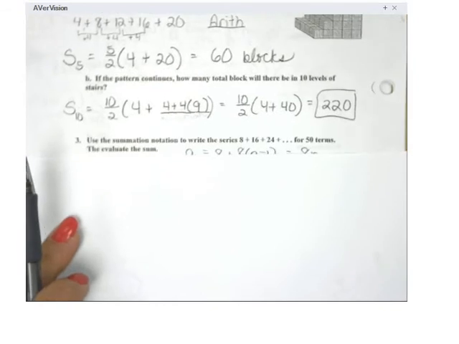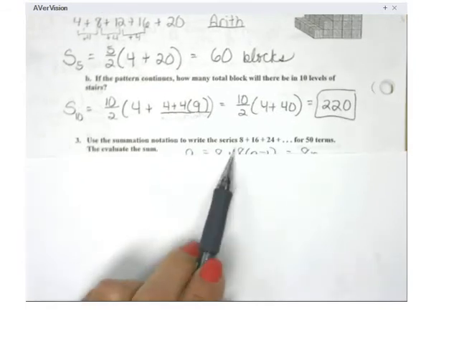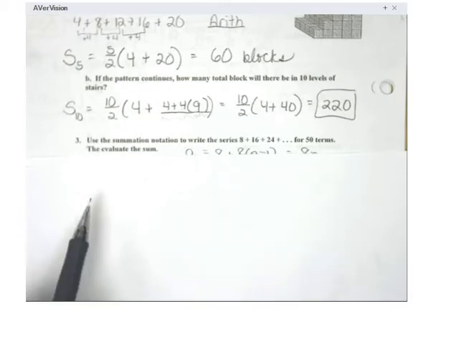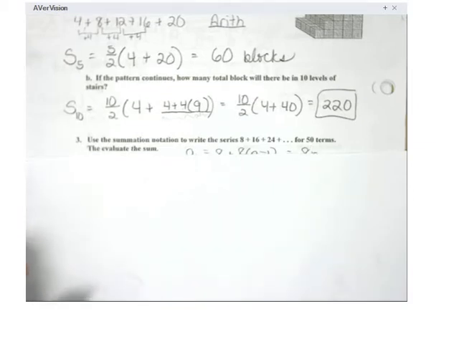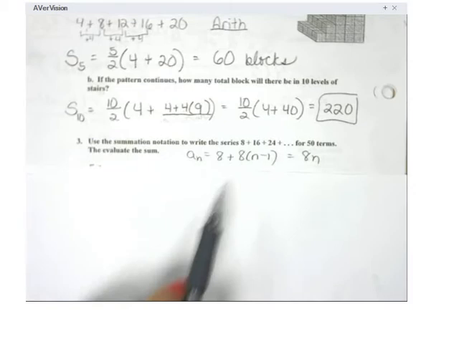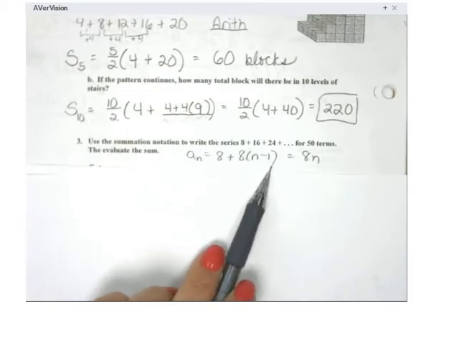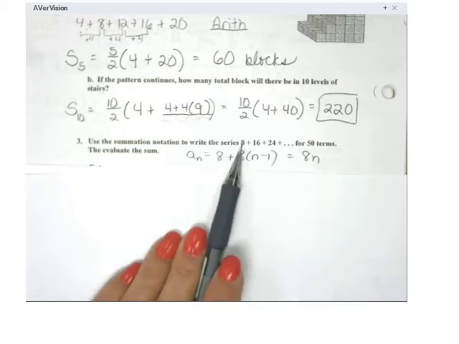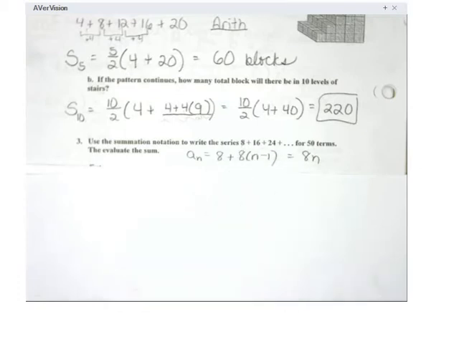Number 3, going to find sigma notation for this series. And I want to write sigma notation for the sum of the first 50 terms. So I need to know an explicit rule. So I start with 8. And I'm adding on 8 each time. I would do that n minus 1 times. Oh, and look, it's just 8n. Silly me. I can see that 8 times 1, 8 times 2, 8 times 3.